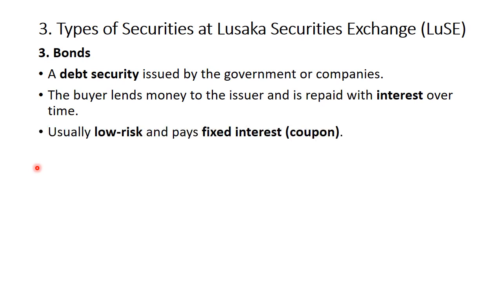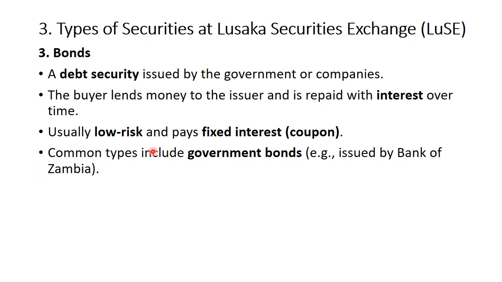Bonds have low risk and they pay a fixed interest. Meaning that the chances of you losing money in a government bond are low as compared to losing money investing in a company or buying a share. Because companies can fail, they cannot make profit, but since government bonds are backed by the nation, the chances of you losing your money are low. So the interest is not that good. The common types, of course, are government bonds, which are issued by the Bank of Zambia.